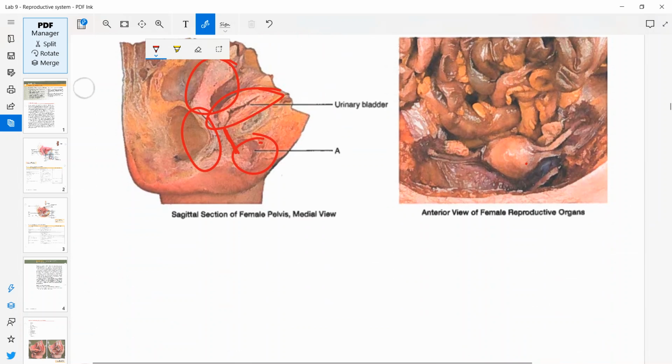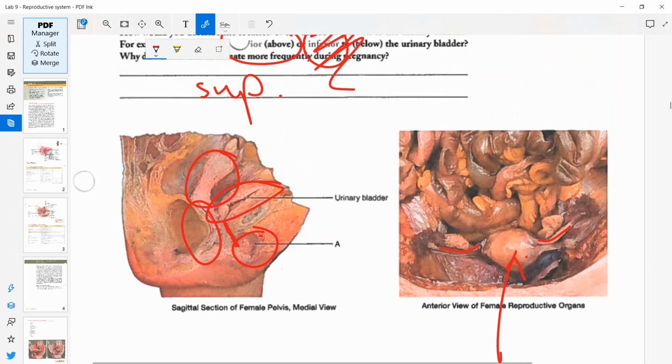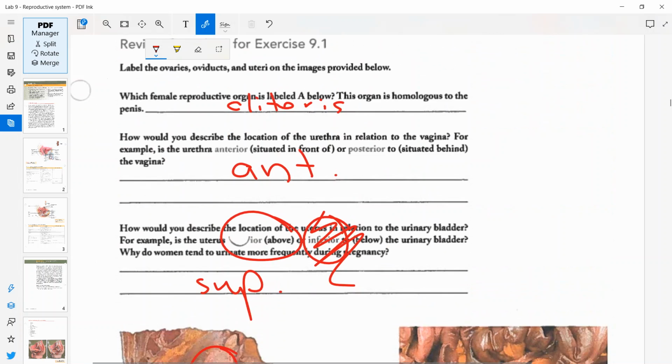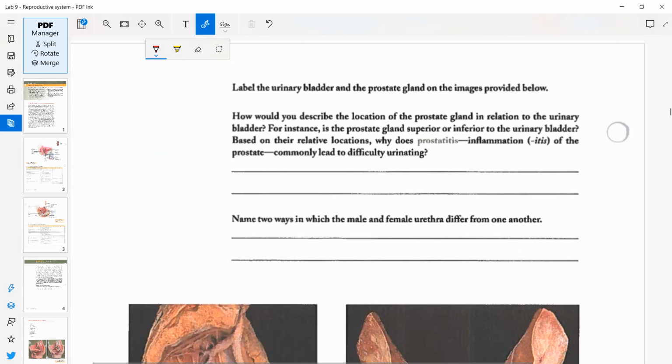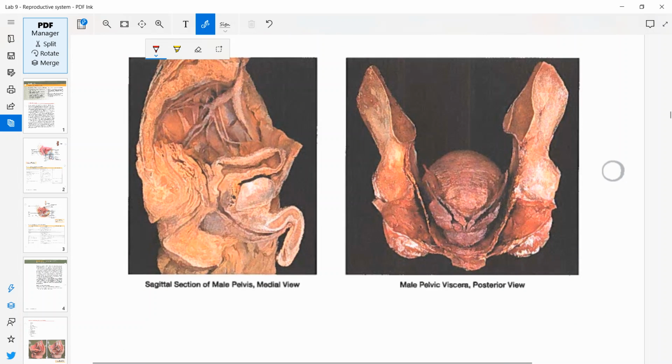Let's actually, again, uterus, oviducts. We don't have to label oviducts, right? Okay, it's okay. Those are ovaries, if you're curious. Urinary bladder and the prostate gland on the images below. So you've got a pretty massive urinary bladder right here. So urinary bladder, prostate gland. You can see prostate gland right about here.